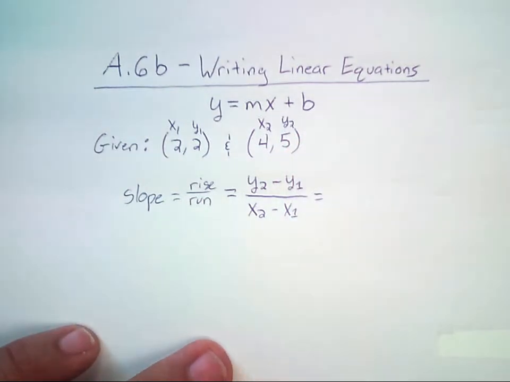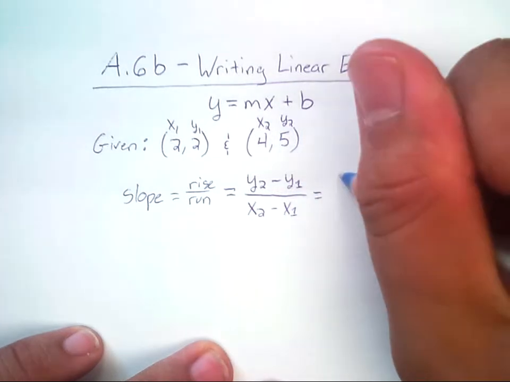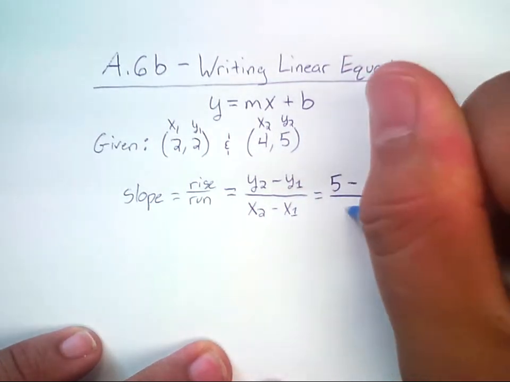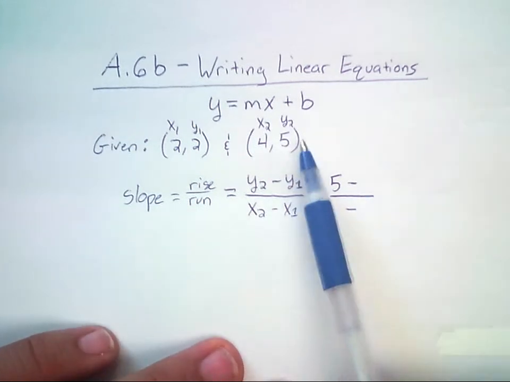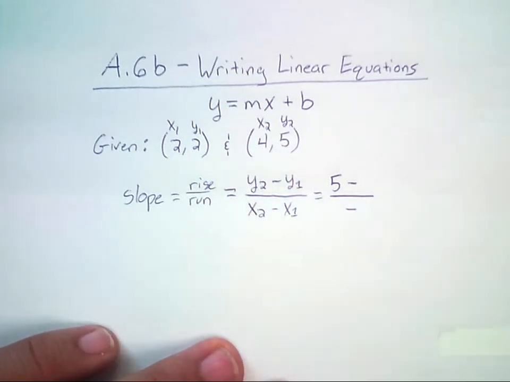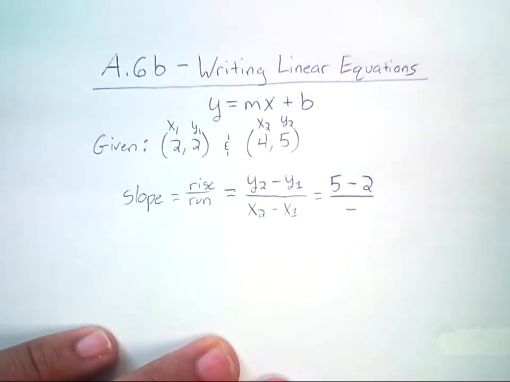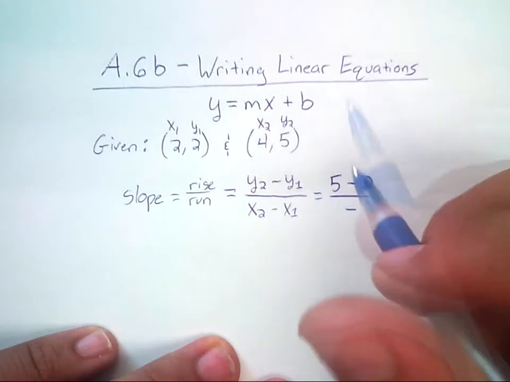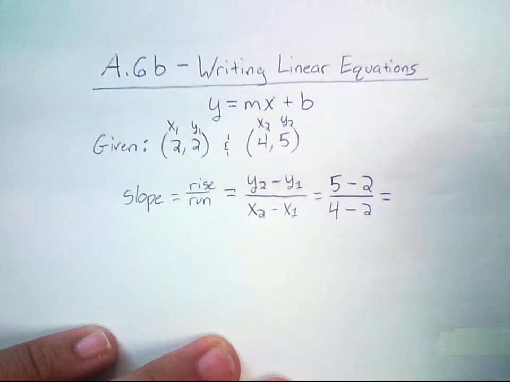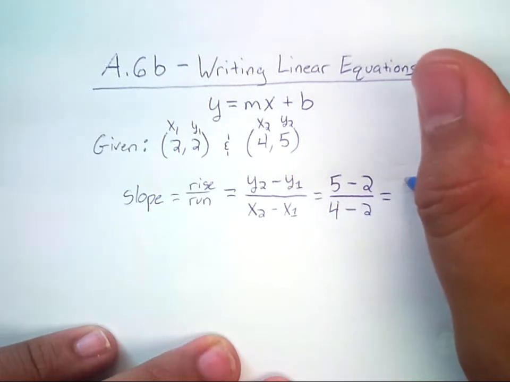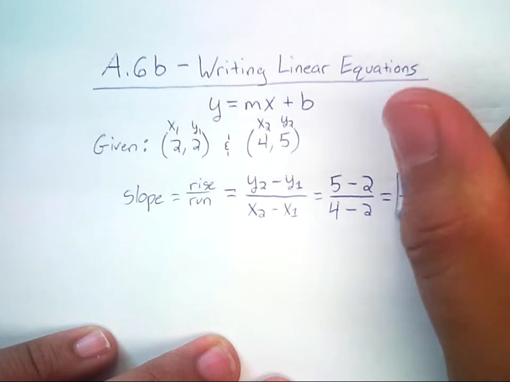Now, all you have to do at this point is plug numbers in. The second y value is 5 minus, and my students love to ask, is it always subtraction? Yes, it is. You don't actually have to change anything. If this was a negative, though, it'll probably change to a positive. We'll see that in the next example. So we have 5 minus 2, and on the bottom, x2 is 4 and x1 is 2. Then we just clean it up. 5 minus 2 is 3, and 4 minus 2 is 2. So the slope is 3/2.